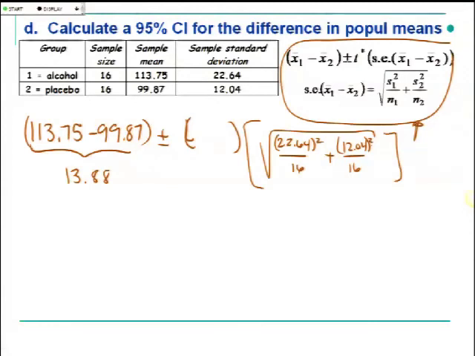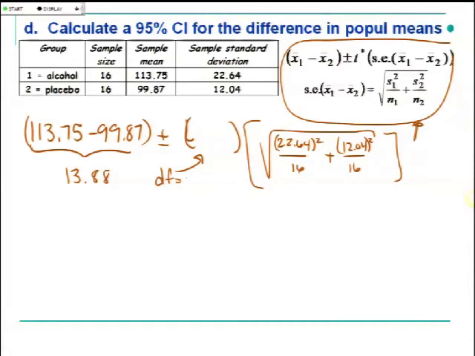And then what about this T star? What degrees of freedom will we use? So unpooled requires either this approximation, which is called Welch's approximation, that the computer would do for us, even your calculators typically would too, which may not even give you a whole number. But if we're doing it by hand, we're going to be conservative and do the route of the smaller of the two degrees of freedom.